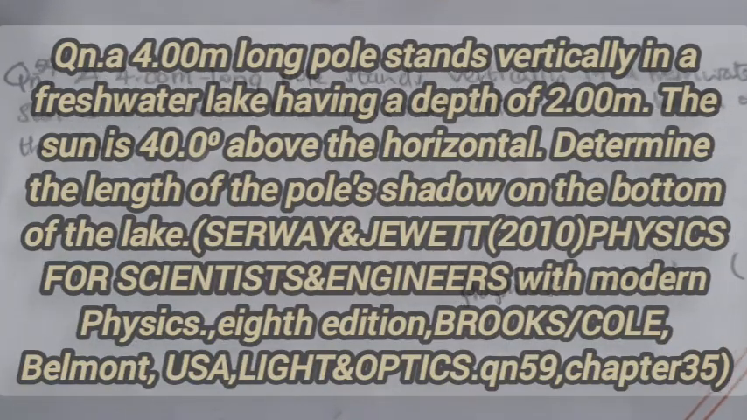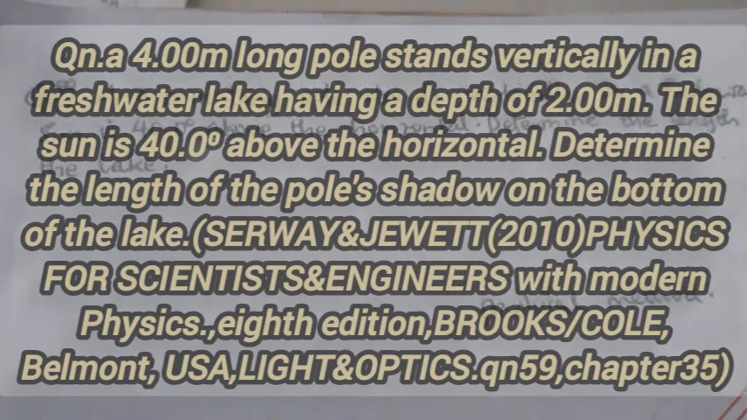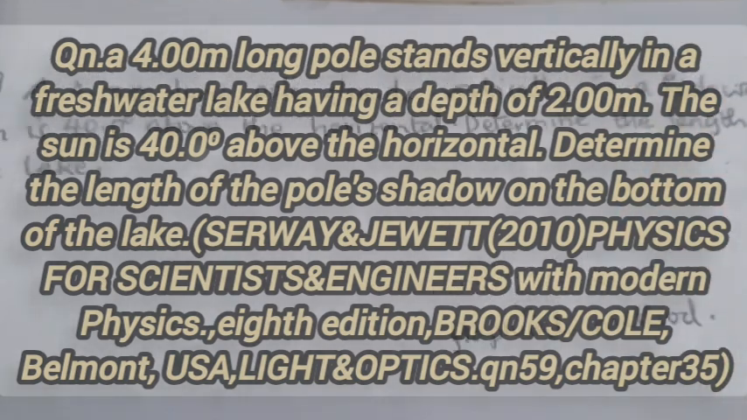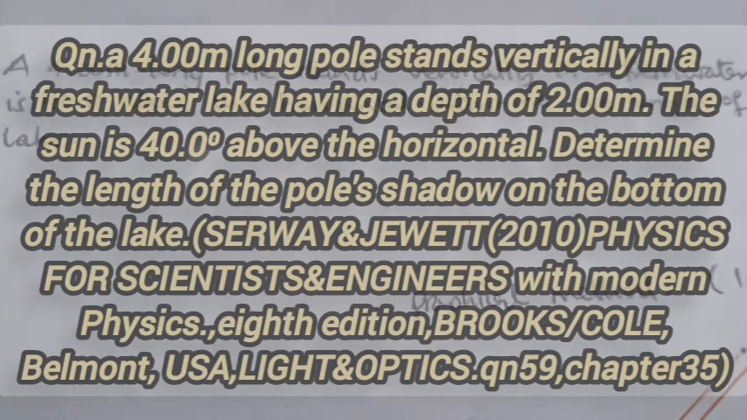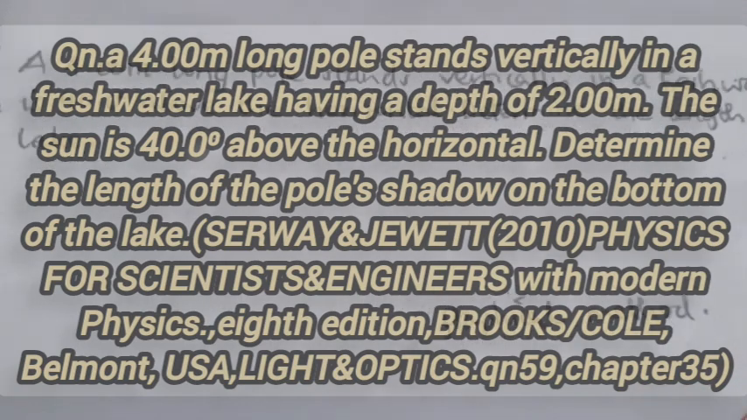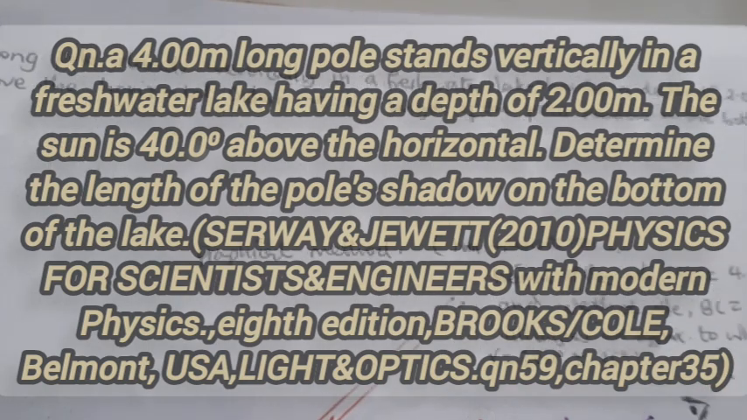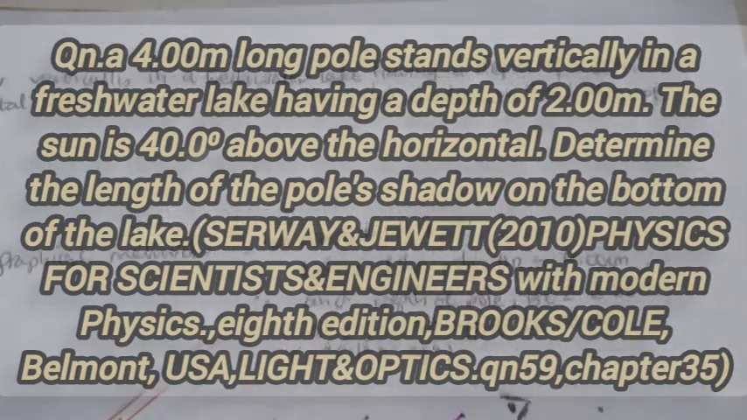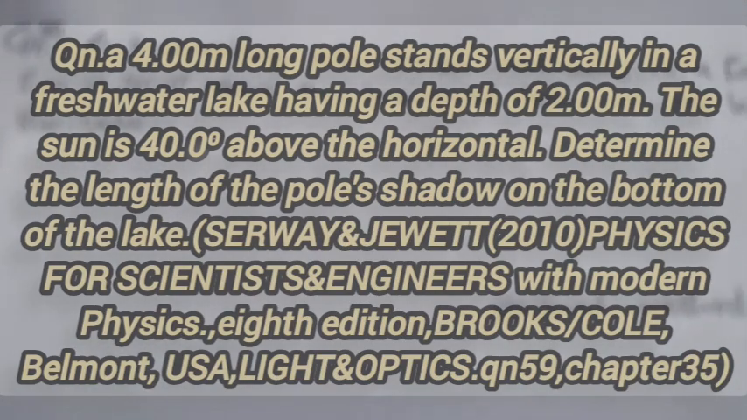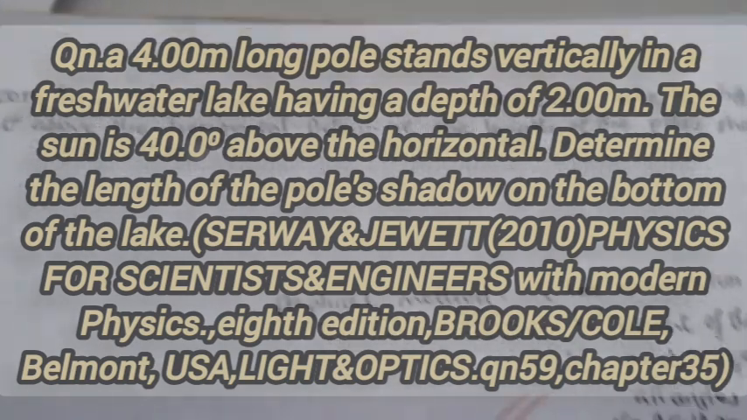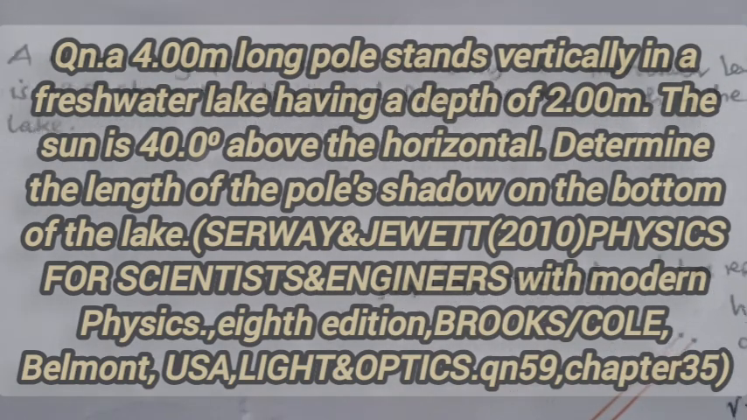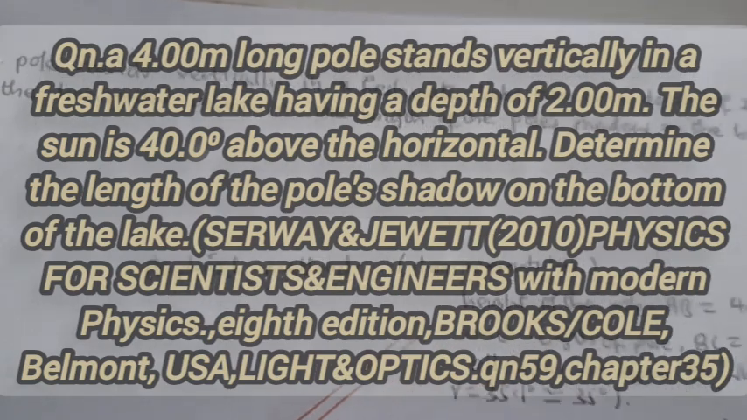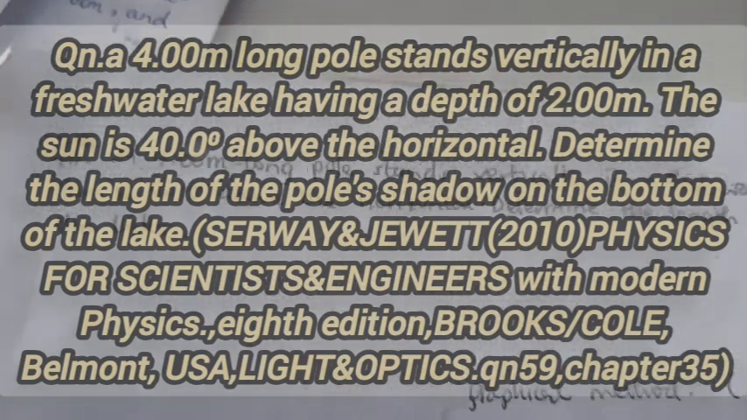We have a question below from Serway and Jewett, question 59, chapter 35. We are given a vertical pole that is 4 meters long. The sun's rays are parallel and incident on the surface of the lake at an angle of 40 degrees to the horizontal. Determine the length of the pole's shadow on the bottom of the lake.